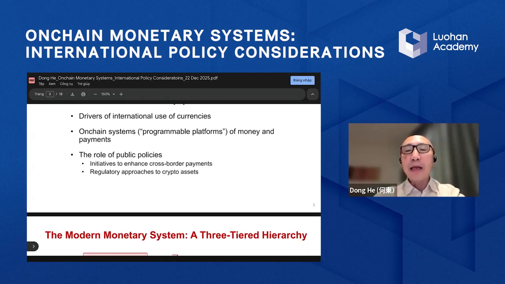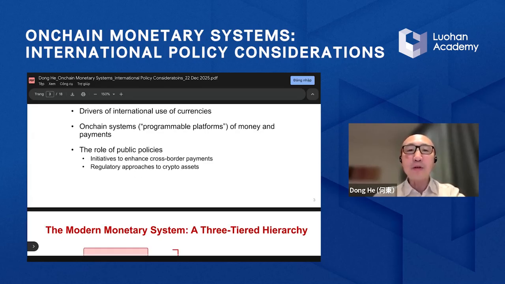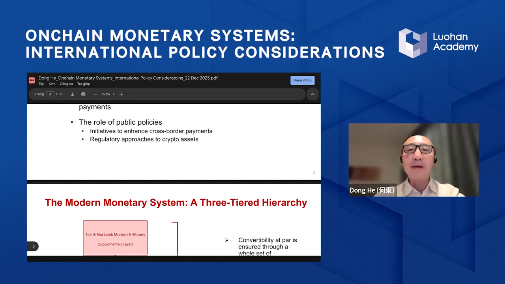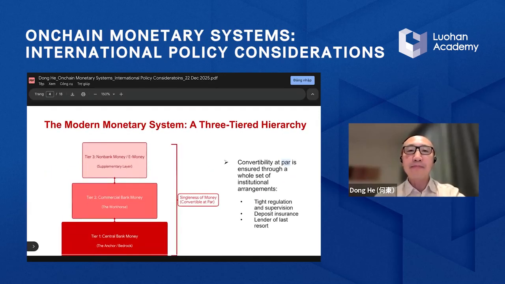And then, some of these issues have already been touched upon in terms of tokenization of assets. Joseph and Darryl and others have already talked about this, and what I'm going to say is very consistent with that. Finally, I'm going to talk about the role of public policies, for example the central bank-led projects to enhance cross-border payments, what we are learning from those projects, and also regulatory approaches to crypto assets, since stablecoins are still a form of crypto assets.